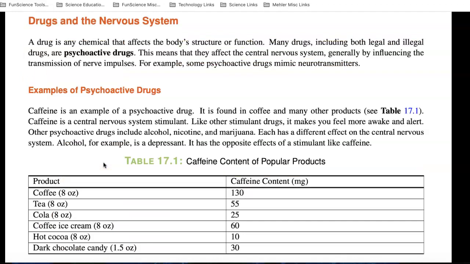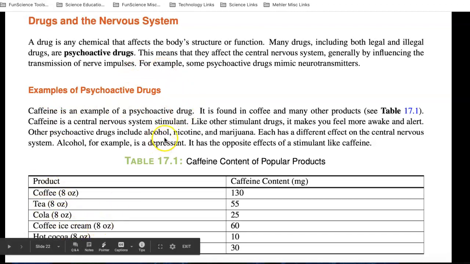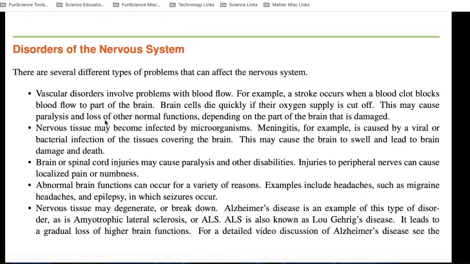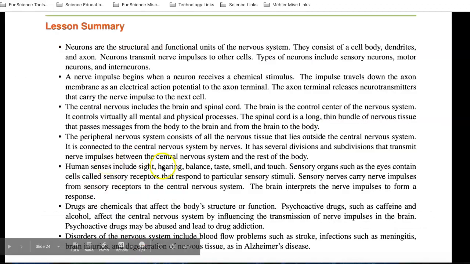It's an amazing organ. Now, drugs in the nervous system, here are some examples of psychoactive drugs. Caffeine, tea, cola, coffee, hot cocoa, and approximately how many milligrams of that substance is in, let's say, an 8-ounce cup of coffee. Make sure you read through this section. There's some things that can go wrong with the nervous system, vascular disorders, for example, where a stroke might occur, nervous tissue where you might become infected with microorganisms like meningitis. So read through this and read through the lesson summary that we have on section 17.1.